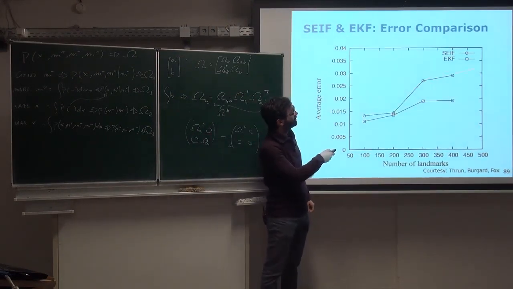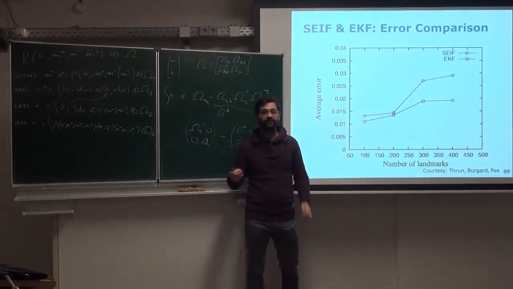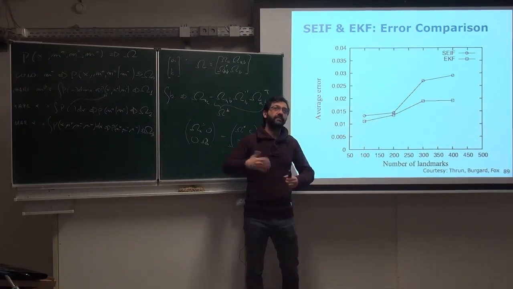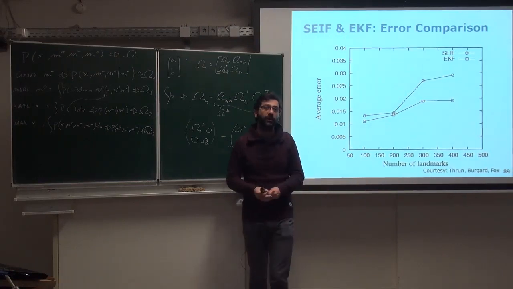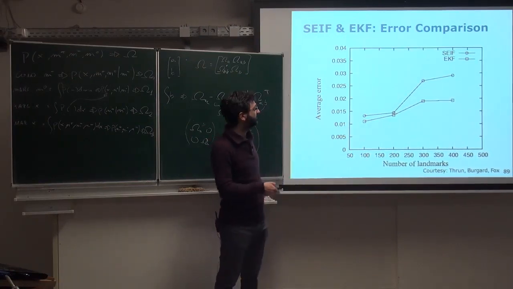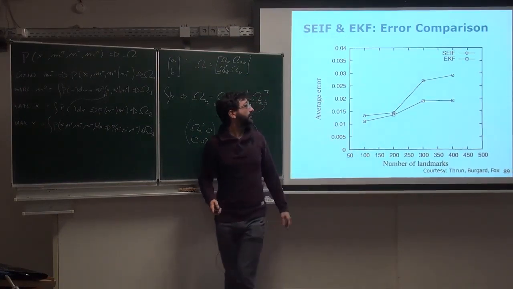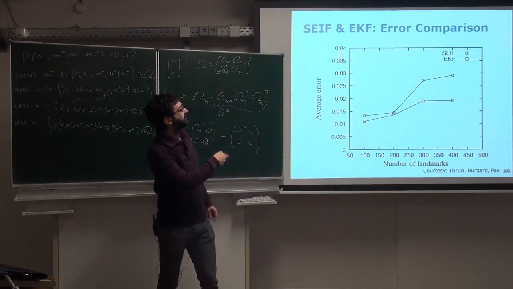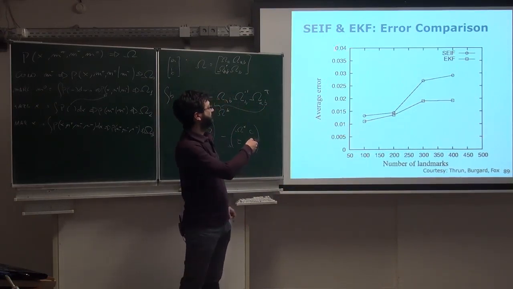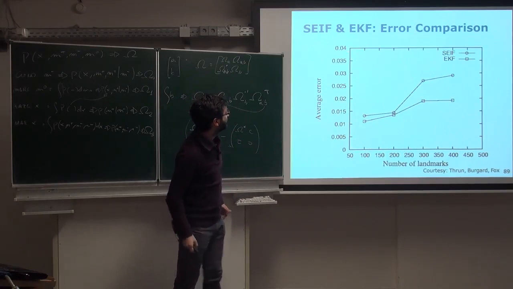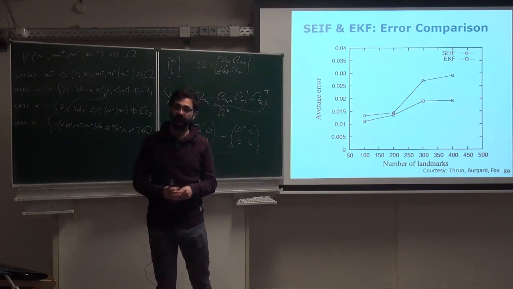Accuracy, we get a bit worse accuracy, as you can see here, and the more landmarks you have in your map, the bigger is the decrease in accuracy, because you are neglecting more and more correlations between these landmarks. But this is the error in terms of meters. You can see that the error is not drastic. Up here we have just 4 centimeters in terms of error, so it's not a huge average error in this case.